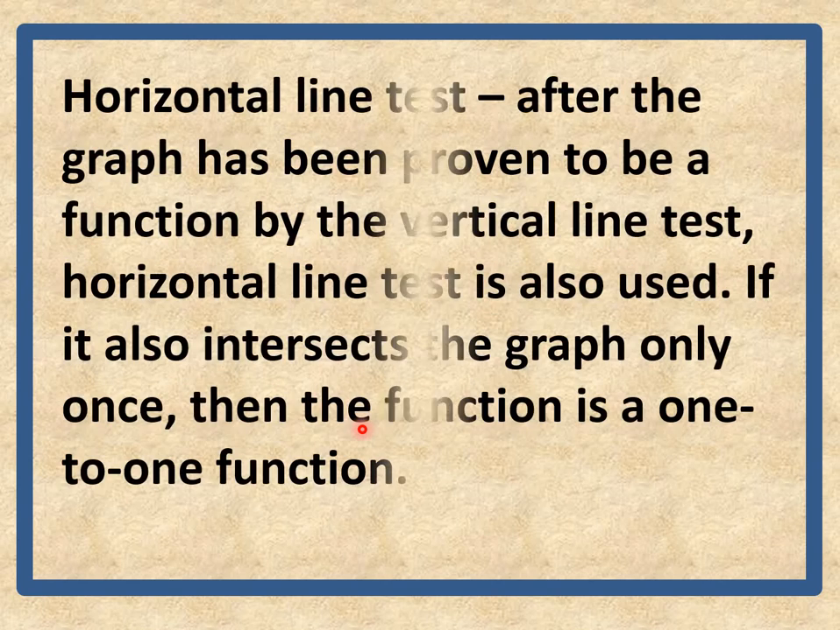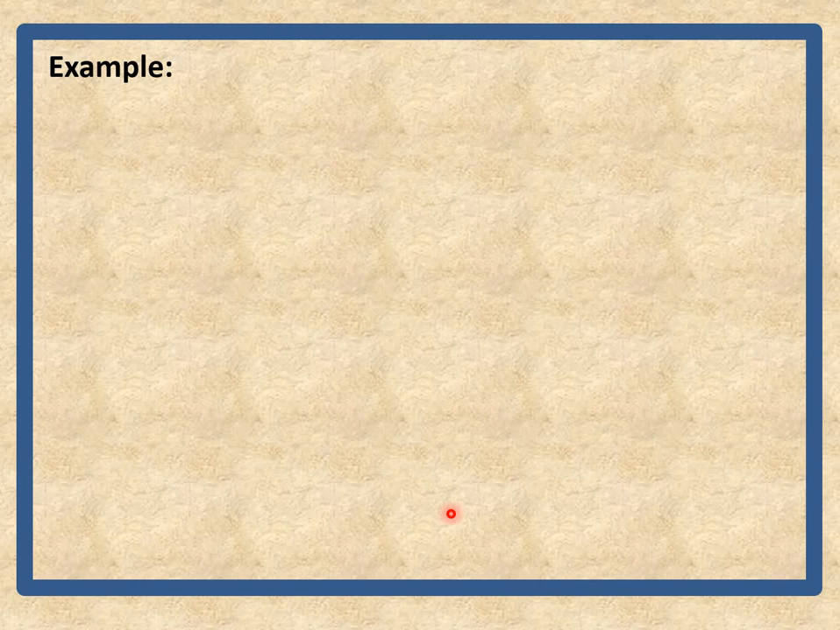How about the horizontal line? Horizontal line test: after the graph has been proven to be a function by the vertical line test, the horizontal line test is also used. If it also intersects the graph only once, then the function is a one-to-one function. If it fails the horizontal line test, then it is not a one-to-one function. Let's show that in the figure.